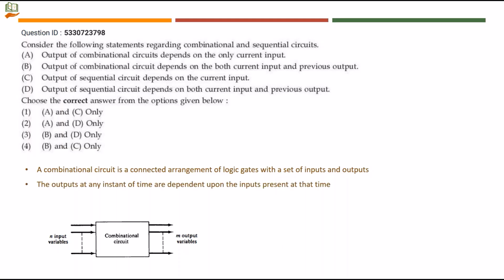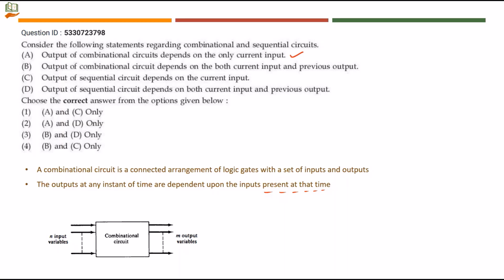The outputs at any instant of time are dependent upon the inputs present at that time. Just based on the input, the output is being given here, and it's just an arrangement of logic gates. So as soon as you pass the input, you will get the output immediately. So let's see A. Output of combinational circuits depend on only current input. That is what this statement is specifying.